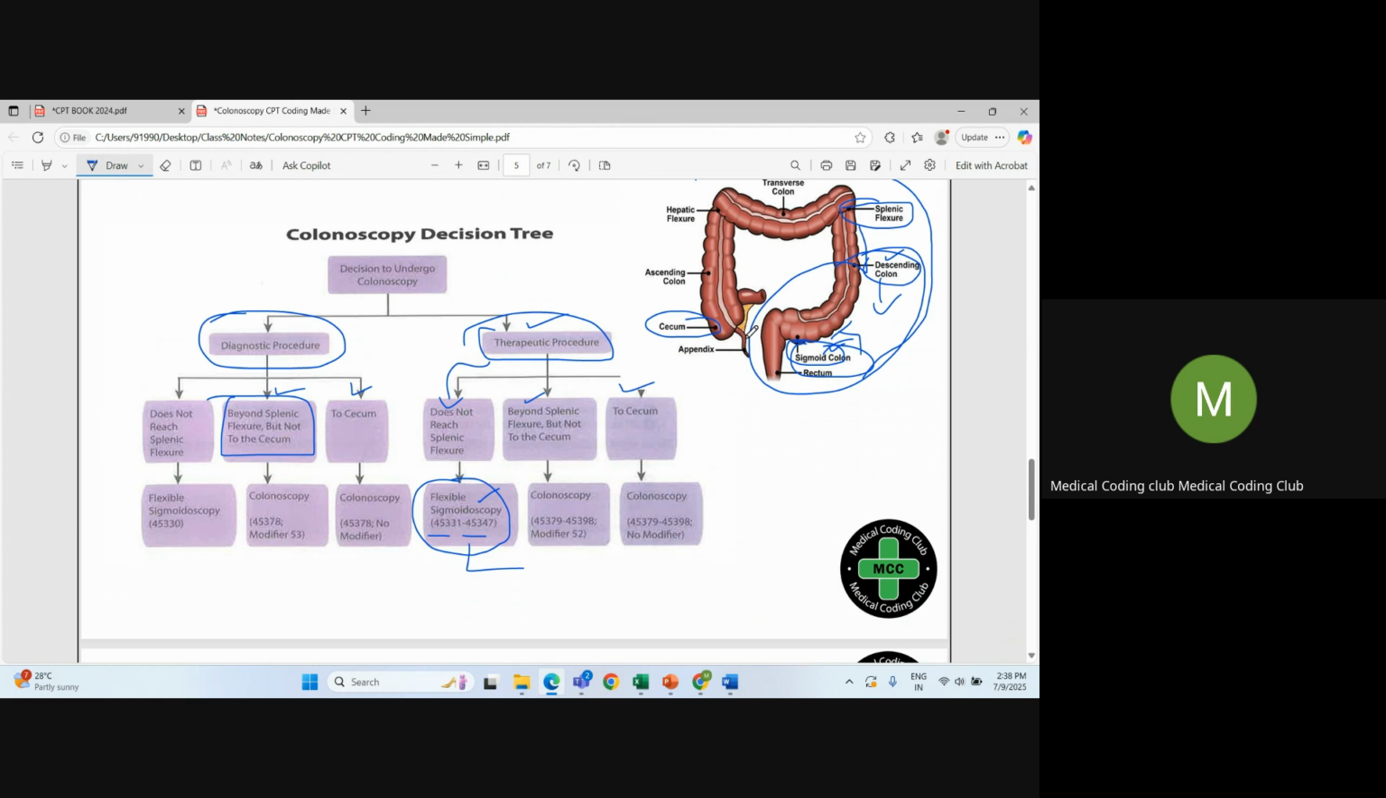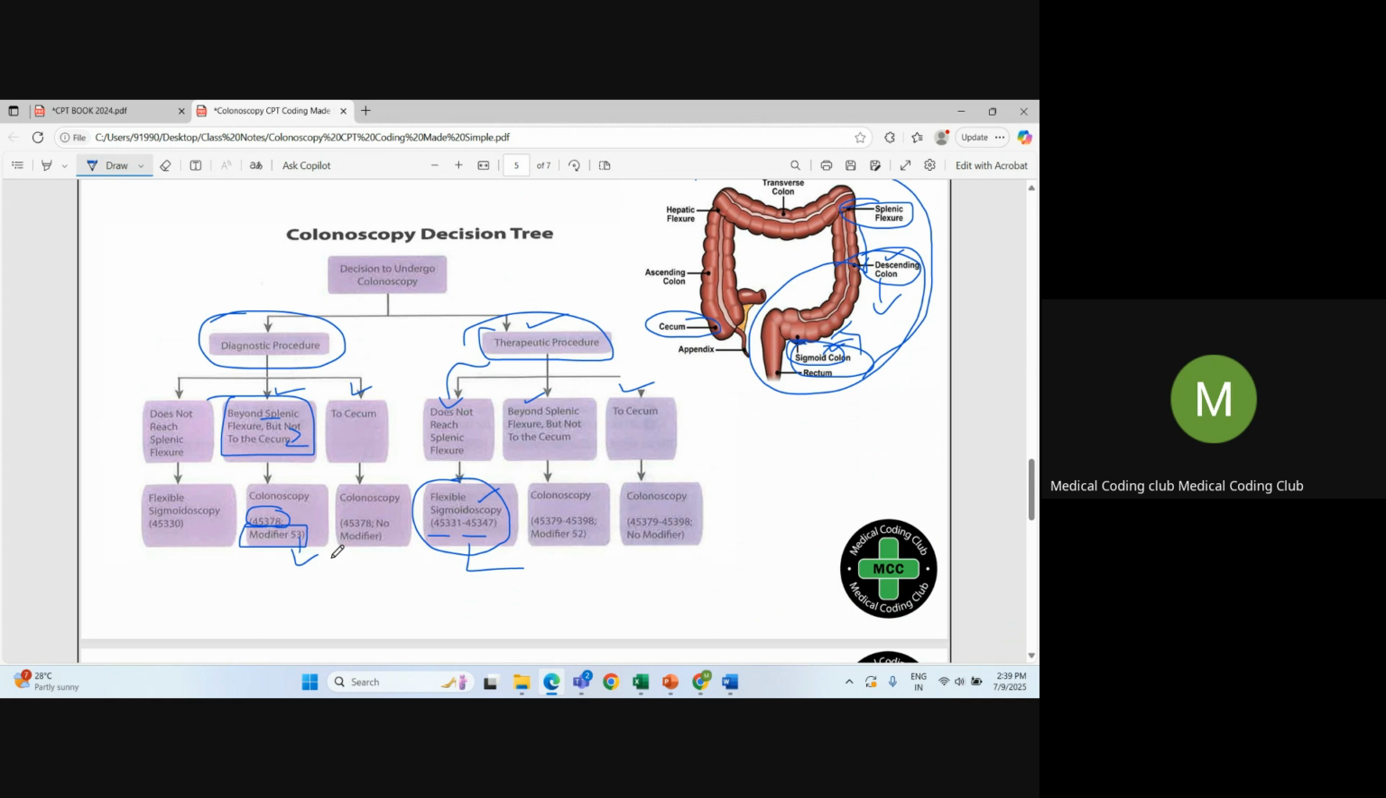Okay, then what do we have to do? Under diagnostic, if they are doing a diagnostic colonoscopy and the scope reached beyond the splenic flexure but not to the cecum, you should code 45378 and modifier 53. Okay, modifier 53 is for discontinued procedure.